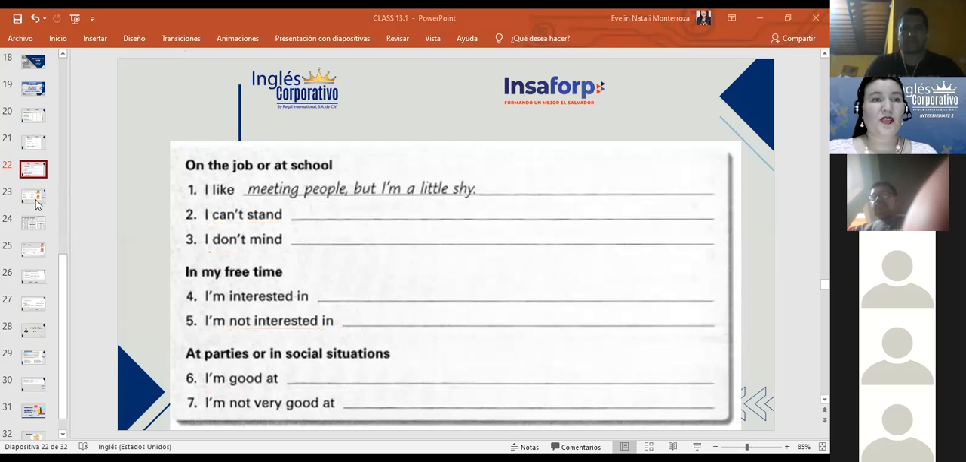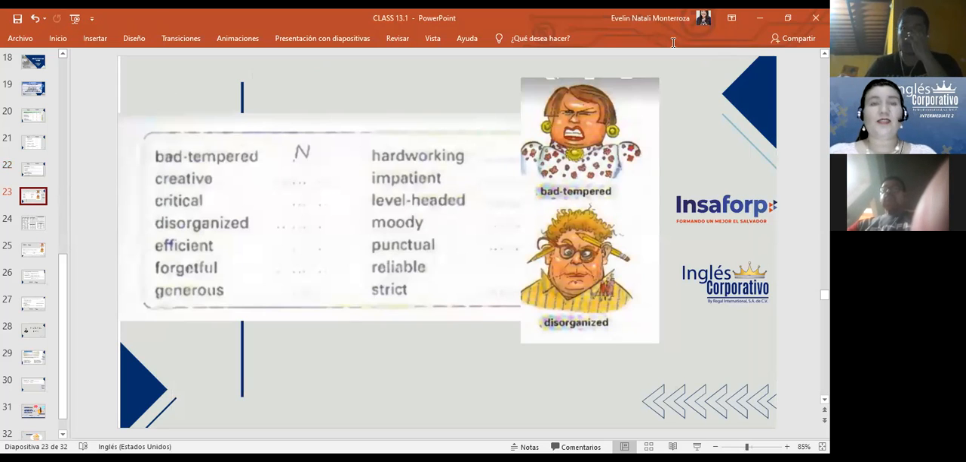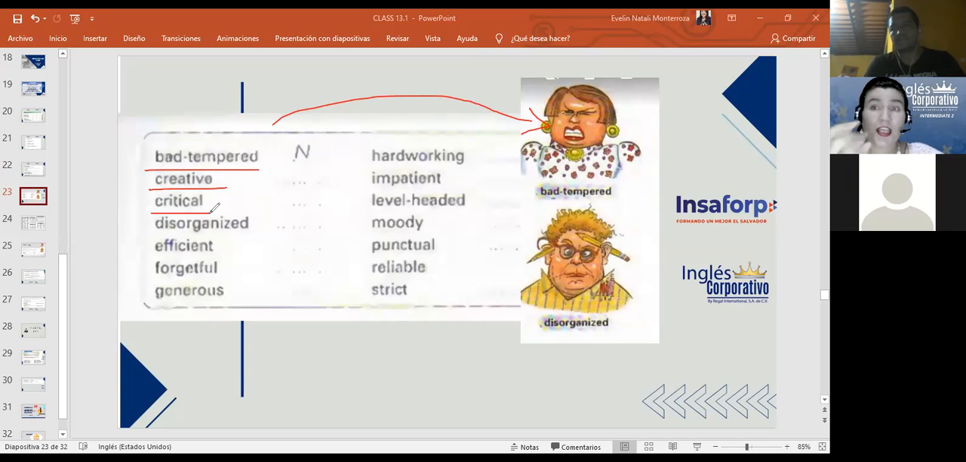So today I sent you an image about the personality traits, which are characteristics or adjectives for personality. And these ones are specially made for the different job areas, right? We have bad temper, and we have a picture here. That type of boss that you say like, no, mejor no le hablo. Bad temper, he's always angry. Creative. A person who is always coming with something new, something nice, right? Critical. Critical is a person that is very analytical, who thinks about everything, and you are almost always a little bit afraid of this type of person.